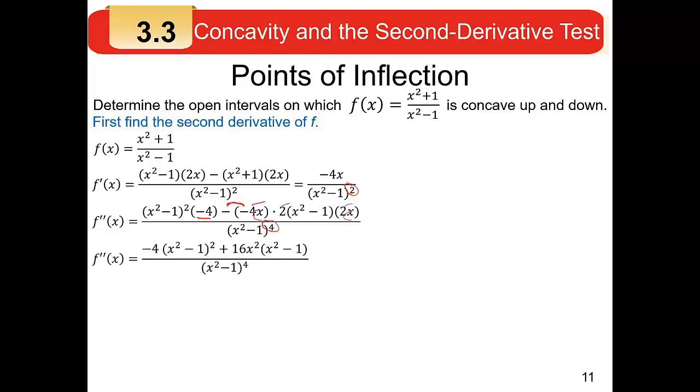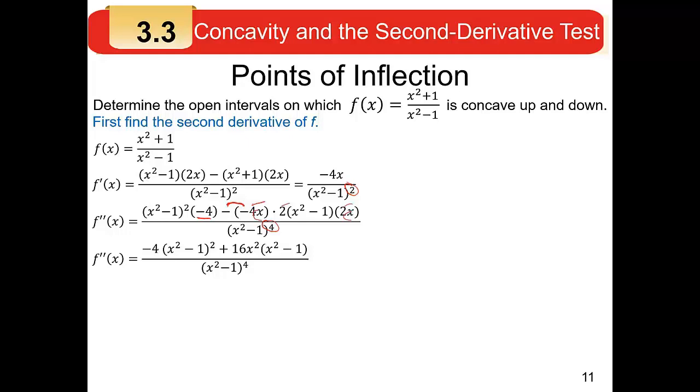So if you clear all that up, you'll end up with the -4 times the quantity x squared minus 1 squared. Then you've got plus, because a minus is plus, and 4 times 2 times 2 is 16. X times x is x squared. And then you've got that x squared minus 1 sitting there. And it's all over the same denominator.